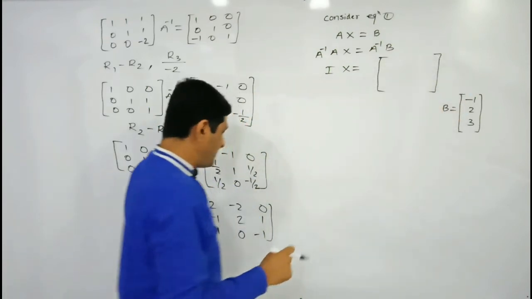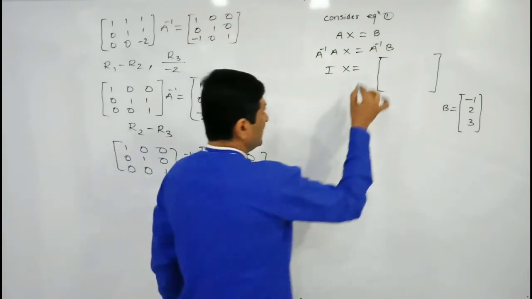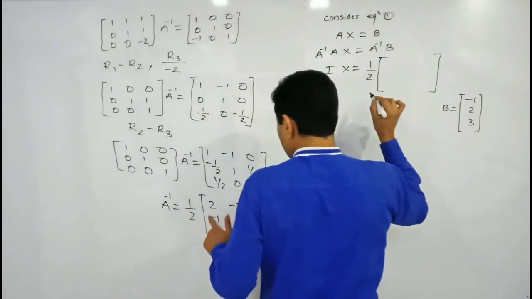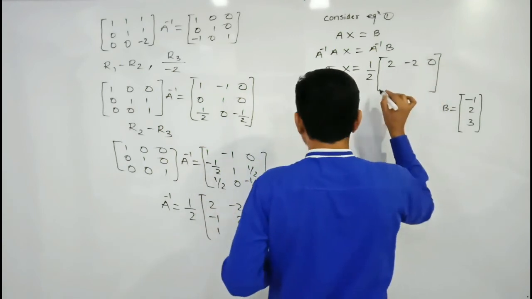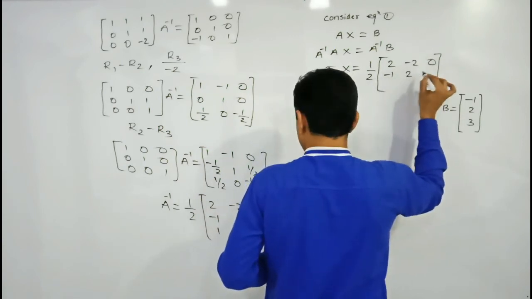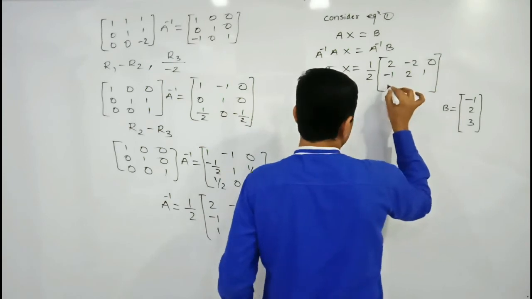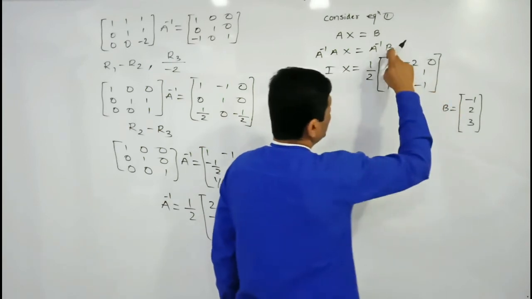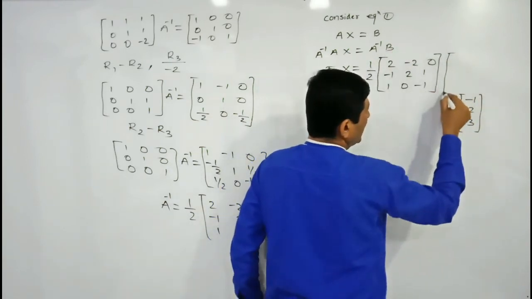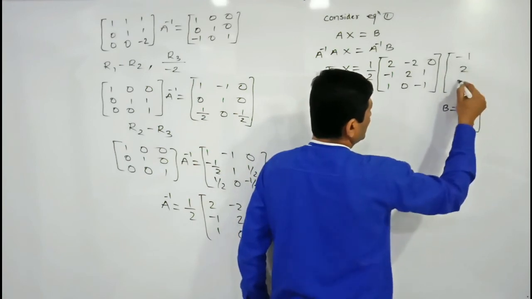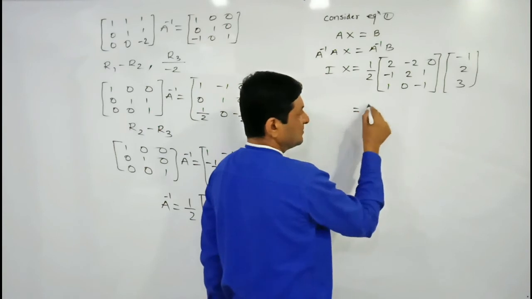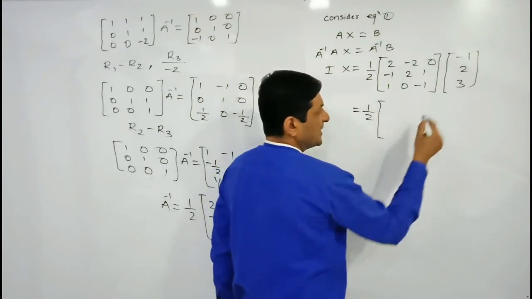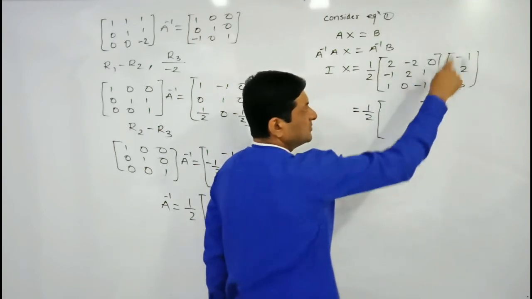Just substitute the value of A inverse which we have got. So what is the value of A inverse here? 1 by 2 is there. 1 by 2. And what are the elements of this matrix? 2, minus 2, 0. Then elements of second row are minus 1, 2, 1 and 1, 0, minus 1 into B. Here elements of this matrix B are minus 1, 2, 3. Now take the multiplication of these two matrices. Keep this 1 by 2 as it is. Simply we are taking multiplication of these two matrices.